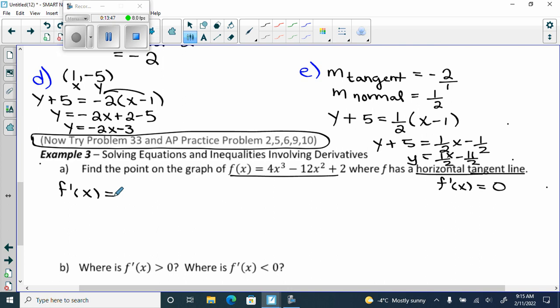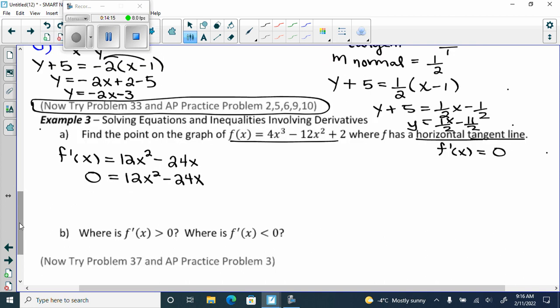So f prime of x equals 3 drops in front, 12x squared minus 2 drops in front, 24x. And what happens to the 2? Oh, the wand would be so good. Poof, down. Okay. Now, f prime of x equals 0, and now I just need to solve. How do I solve this? Yeah, take out a 12x. So we take out a 12x as our GCF, and then we're left with x minus 2.